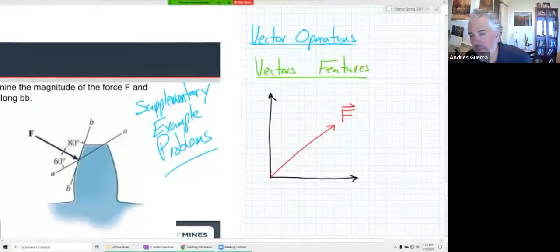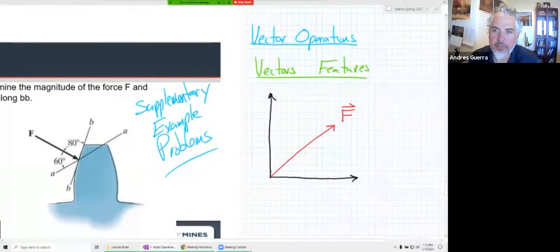You could use a hat if you're used to using a hat, but I like to put the arrow over the top of it, maybe because they're all forces and they're all pushing or pulling on stuff. And so there's our vector there. And actually, this is how I'm going to do this when it's handwritten.